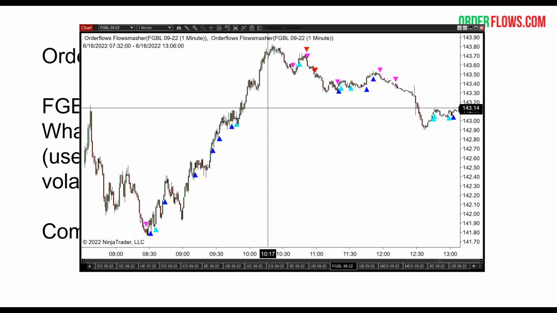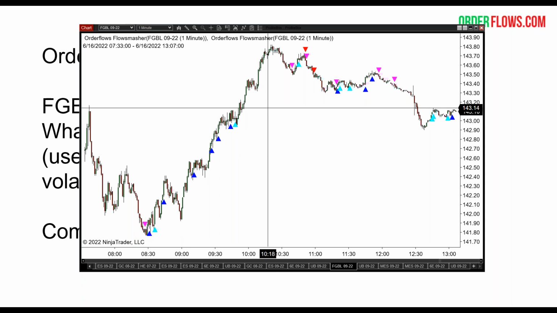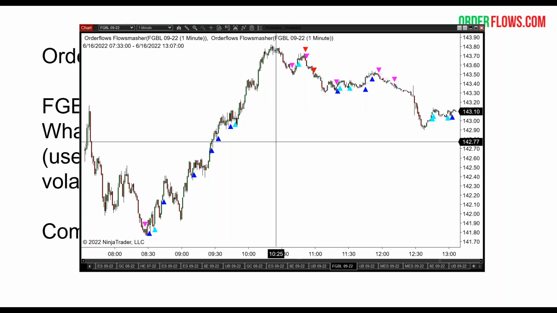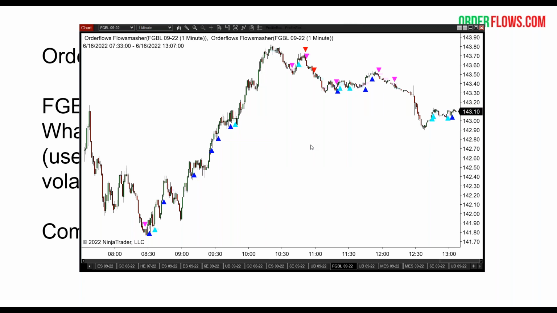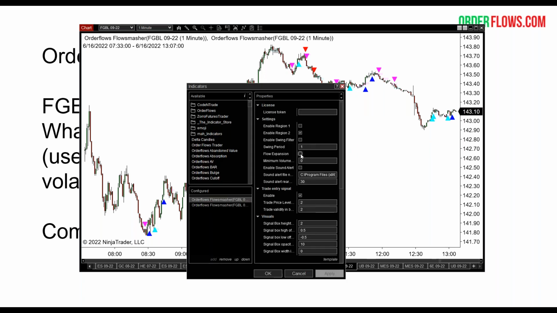Okay, so there's those slight differences by looking at region 1, region 2. Some people will put them both up there and just look at all of them, right? They want to see all the signals that come through. Now, if I had flow expansion on both of these, right, you're going to see a lot more signals.